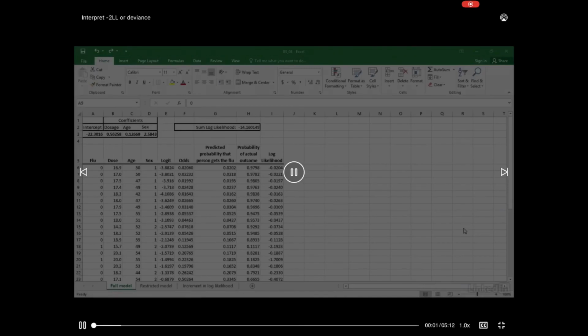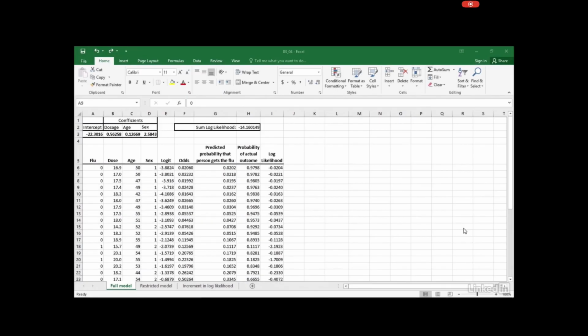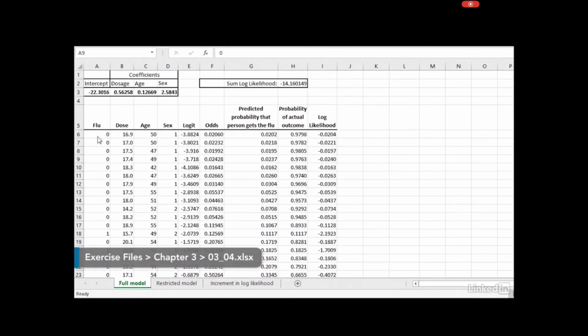This is the model that we came up with at the end of the prior lesson, and all 3 predictor variables are present in the logistic regression equation. The model's sum of the log likelihood of minus 14 is considerably closer to 0, which would imply a set of perfect predictions, than when all we had was an intercept of 1 and coefficients of 0, and thus the variables were not in the equation.